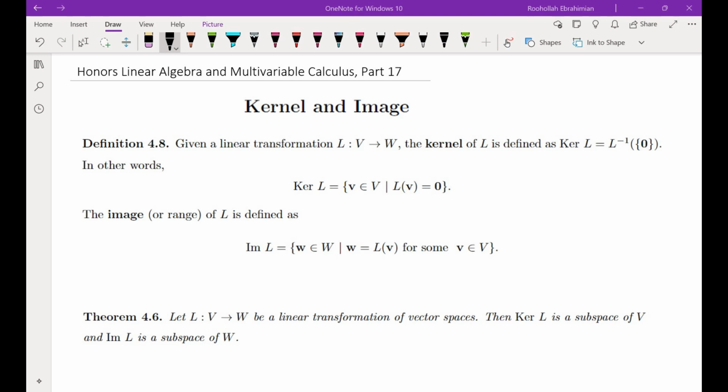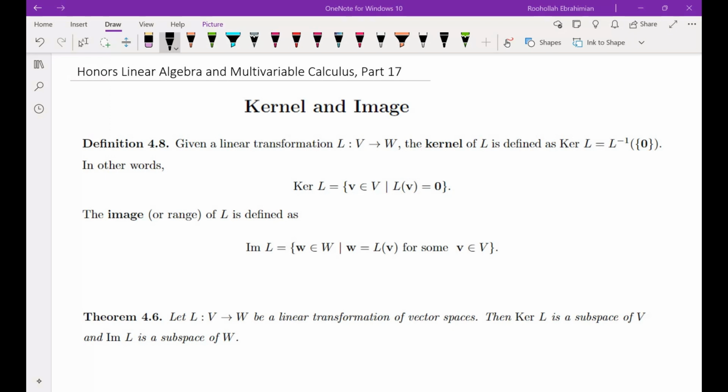Hello, in this video we're going to go over some subspaces associated to linear transformations, how we can actually find those subspaces, and how they are related to dimensions of vector spaces. So here's a definition, and this is the main definition we're going to discuss today.